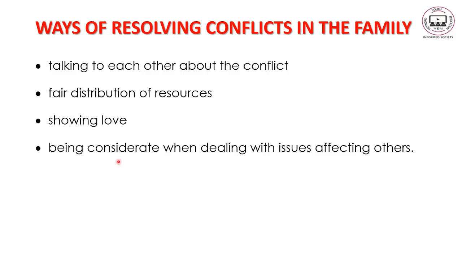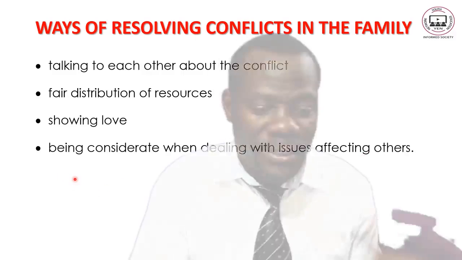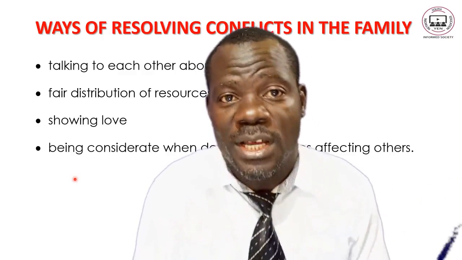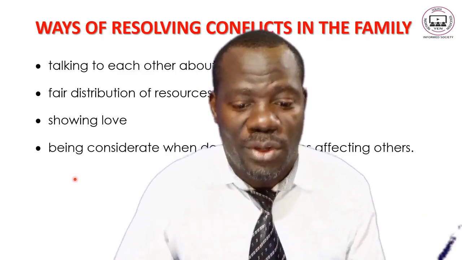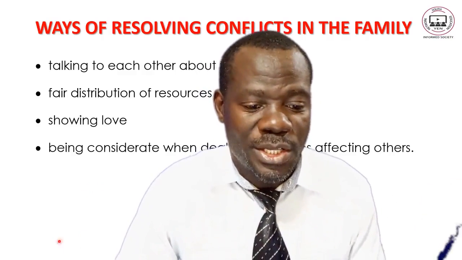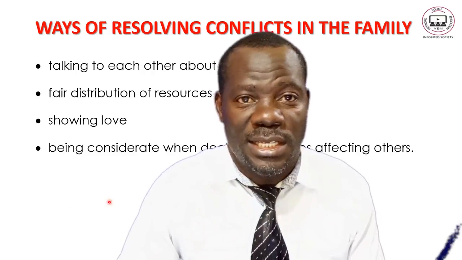Another way is being considerate when dealing with issues affecting one another. We have to be good to one another whenever we are dealing with anything in the family. The other issue is exercising justice.